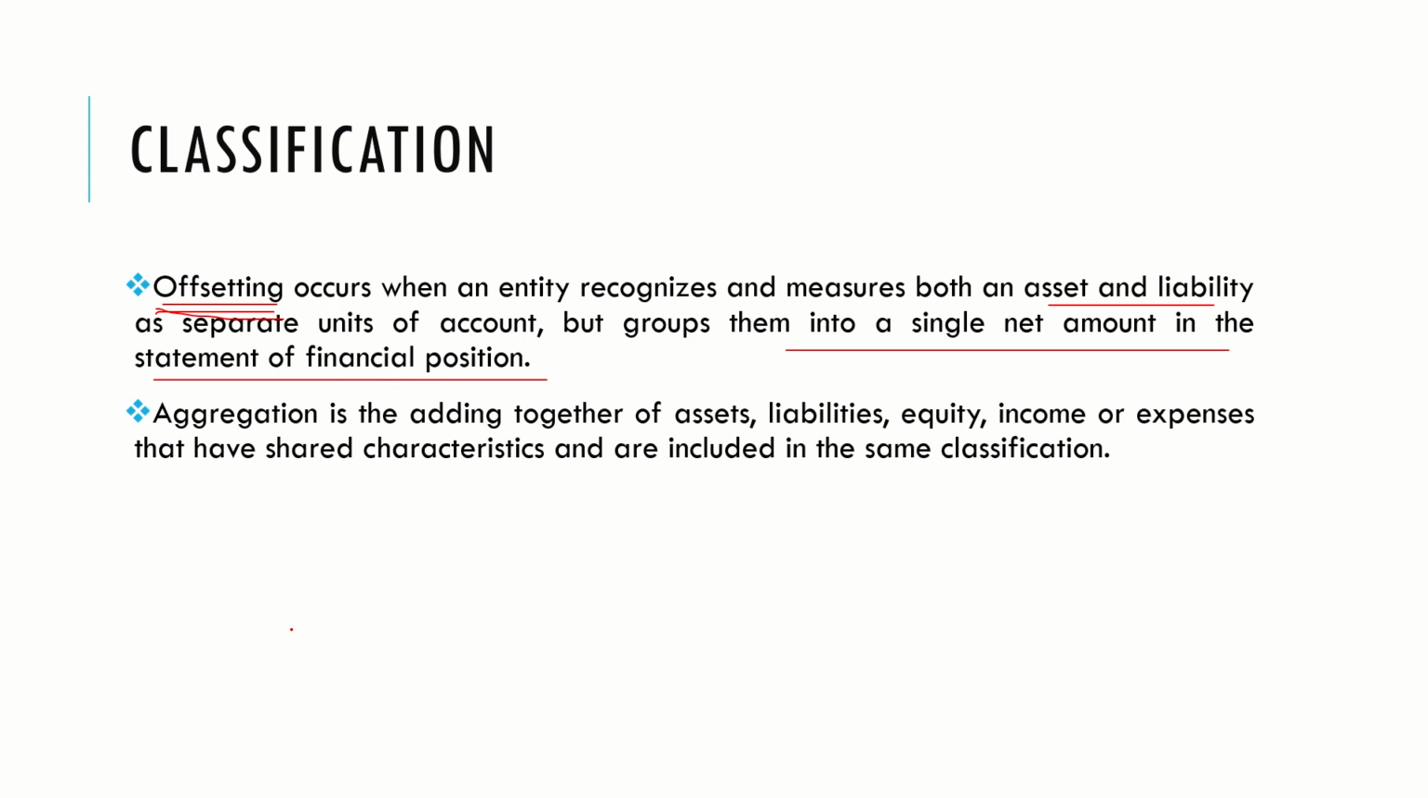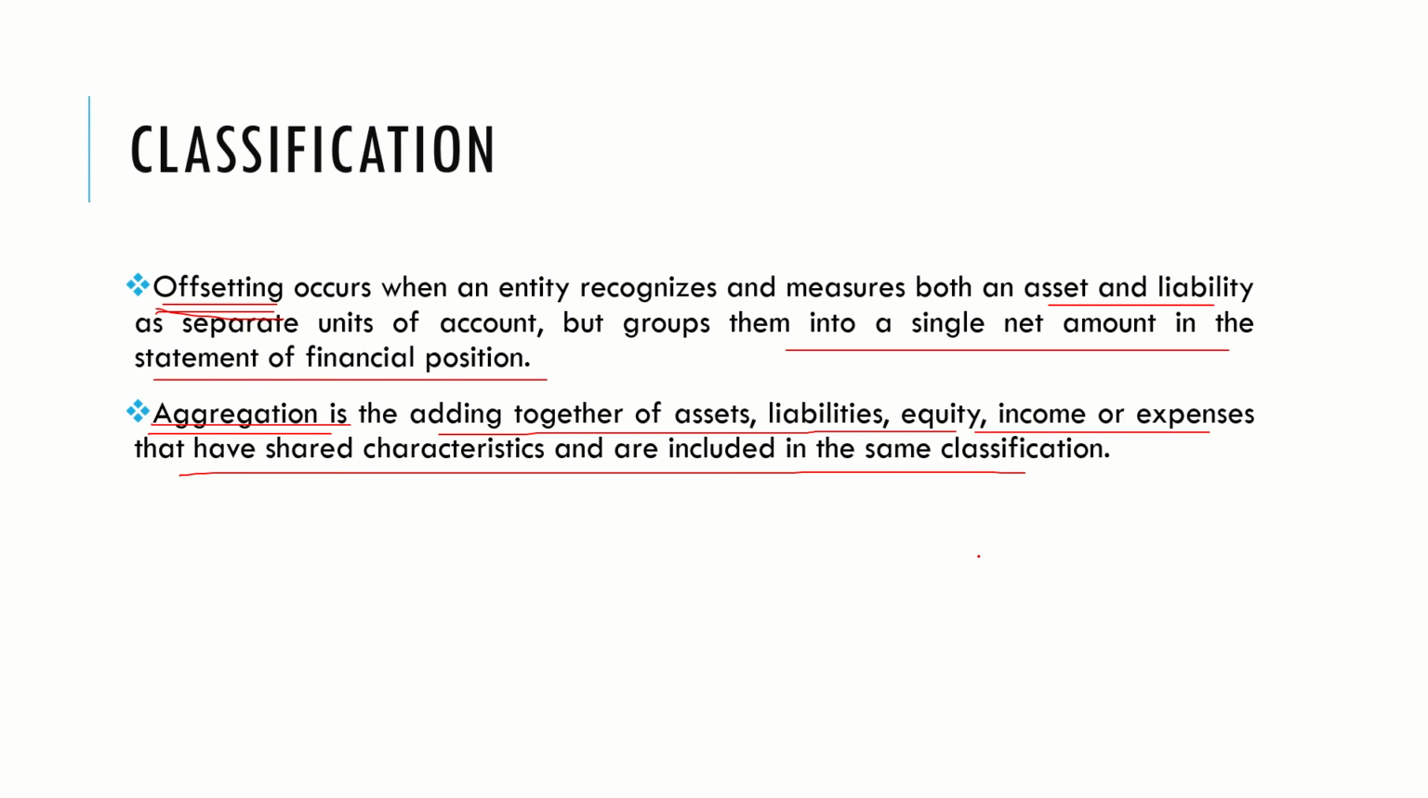Okay, so may mga specific circumstances na offsetting is allowed, but in general rule, pagdating ng IAS number 1, offsetting is not allowed. Pero dinidiscuss lang dito na you could offset or put it in a single amount. Pero yung usual and typical in terms of classification sa ating financial statements is aggregation. So pag sinabing aggregation, this is the process of adding together assets or liabilities or equity or income or expenses in shared characteristics.